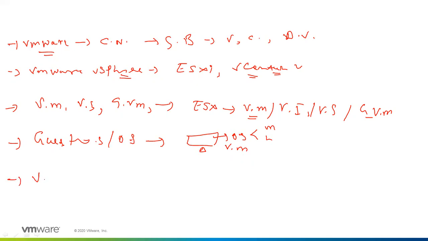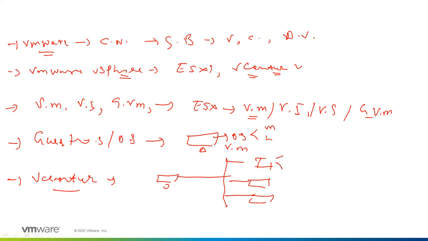So when we say vCenter, it means it is a management software that you are going to install somewhere, which will primarily be used to manage all of the available ESXi hosts and the running VMs on top of these ESXi hosts. Okay, that is my vCenter server. It is a management software that will get installed.